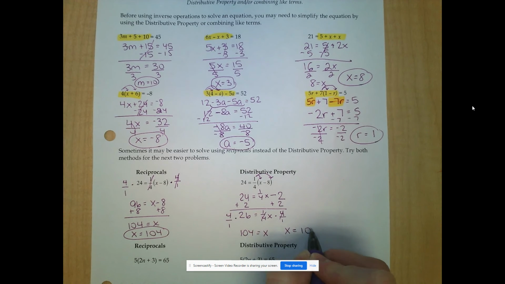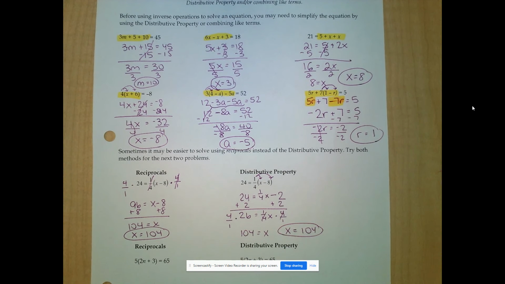I obviously end up with the same answer because everything I did was mathematically legal, but maybe had a little bit of an easier time getting rid of the fraction in the first step rather than getting rid of the fraction in the third step.